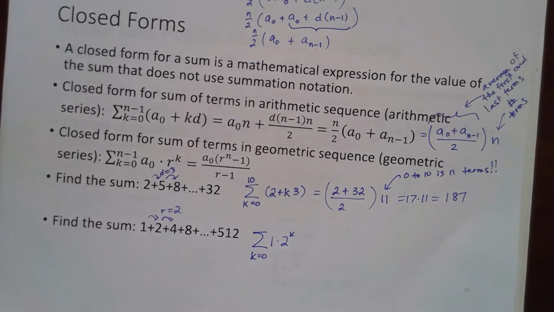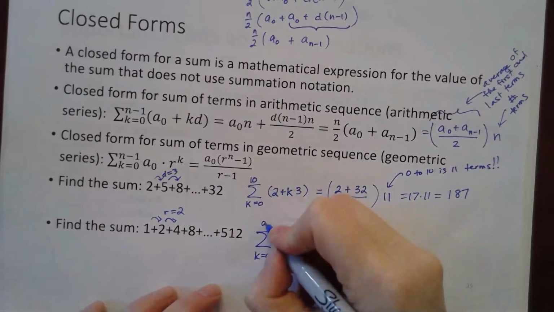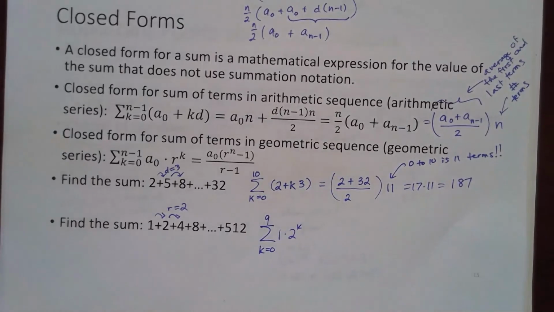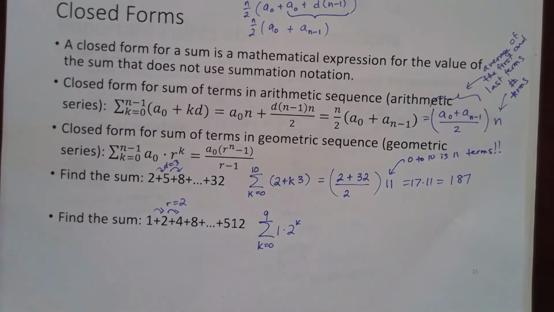Do you know your powers of 2 yet? 9. What is it? 9. Yes, it's 9. Okay. So 2 to the 10th is 1024. That's a good anchor point to go to. And this is half of that, so it has to be 1 less than the 10. All right, good. So we have to stop at 9.